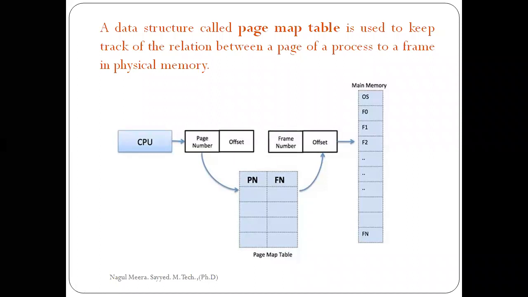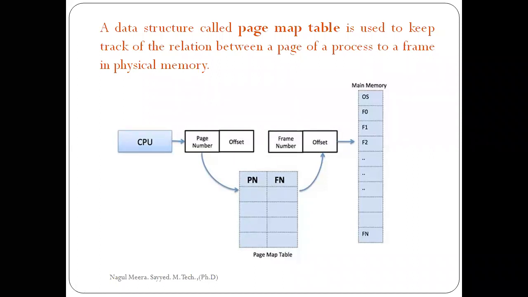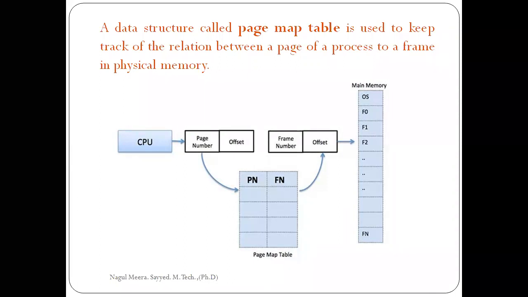So simply, what is the definition of the page map table? The data structure called the page mapping table is used to keep track of the relation between the page of a process and the frame in physical memory. So simply, the page map table is the relationship between page number and frame number. This happens between the CPU and main memory. This operation is performed at the page table.